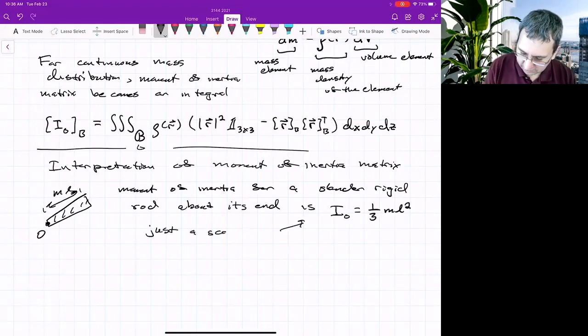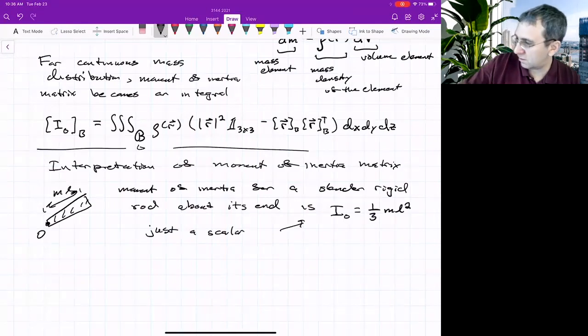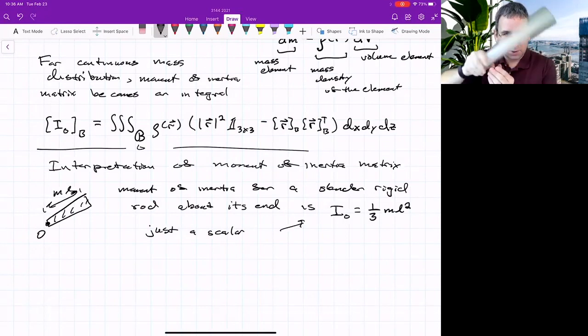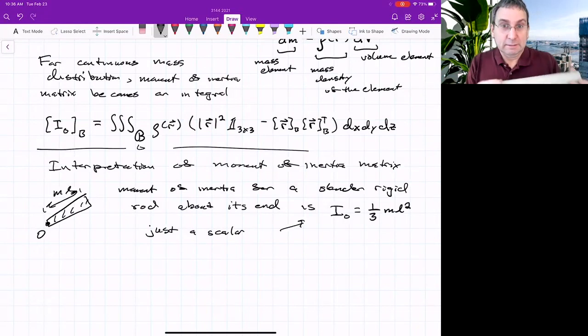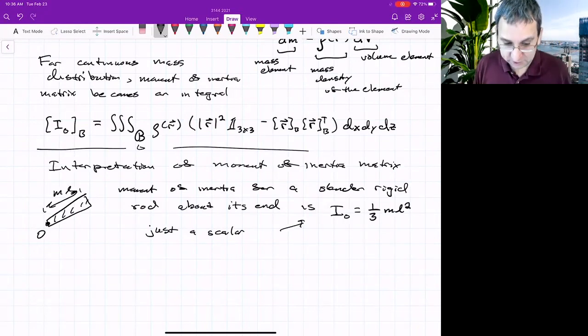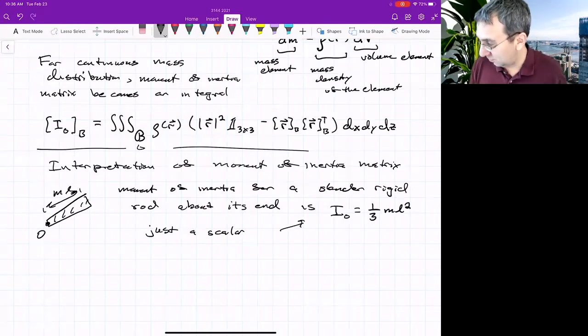Just a scalar, and it represents how hard it is. So here's something like a rigid rod. How hard it is to rotate something, the amount of force needed. So it gives a measure of the difficulty, just like mass is a measure of how difficult it is to get something moving translationally. Moment of inertia is a measure of how difficult it is, the resistance to rotation.